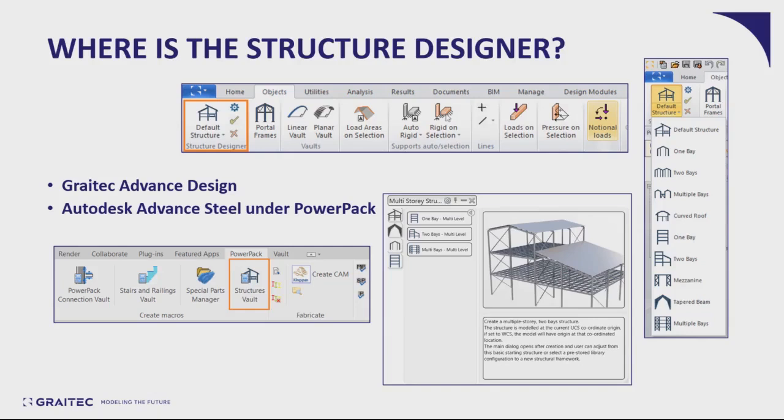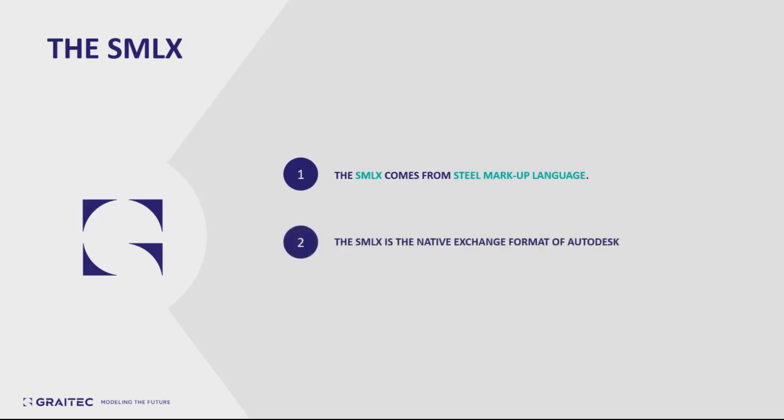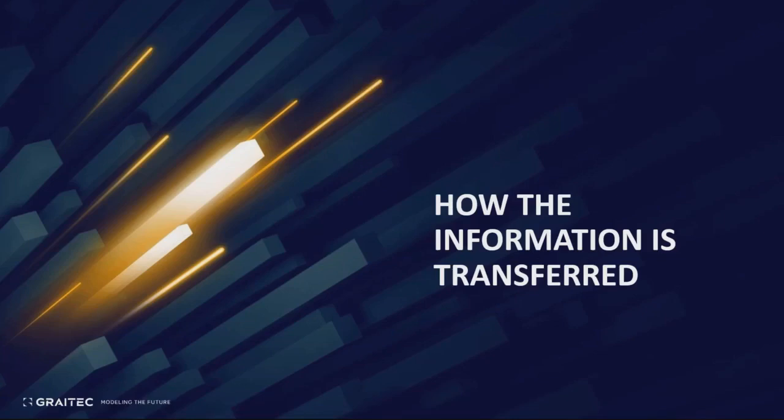Okay. Next is the SMLX file. The SMLX file comes from the steel markup language. It's basically the native exchange file format of Autodesk, and advanced design integrates this file format for better connectivity with the Autodesk ecosystem. So advanced design is offering the possibility to use this file format in case you need it. Let's see how the information is transferred.